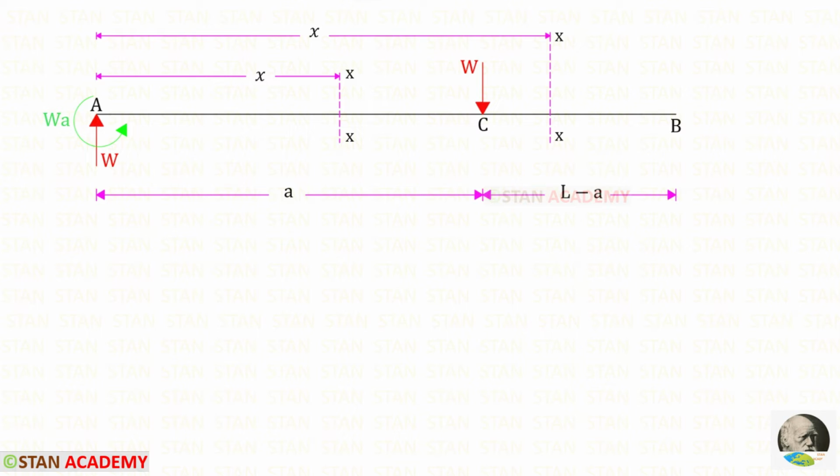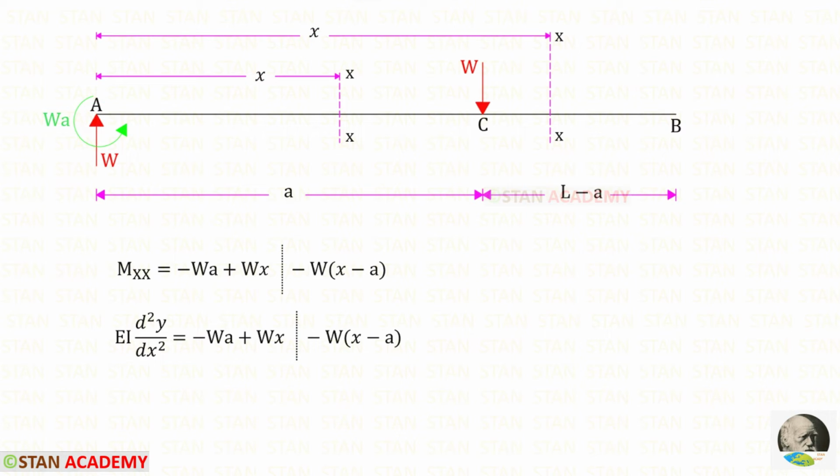Alternatively, we can find the slope and deflection at any point of the beam using Macaulay's method. We have to make sections. In this beam, there are two different parts, AC and CB, so we have to make two sections. You can see that I have made two sections, one in AC and one in CB. Both of the sections I have made at a distance of x from the point A.